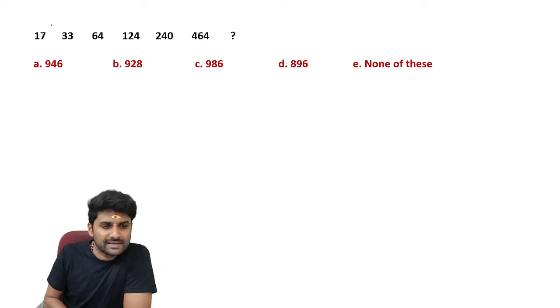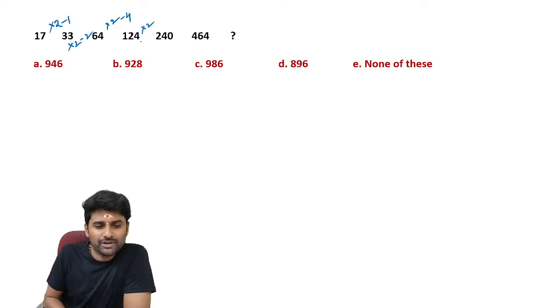Now see, 17 is multiplied with 2, 34 minus 1, 33. 33 into 2, 66 minus 2, 64. 64 into 2 is 128 minus 4, 124. 124 into 2, 248 minus 8. See, 1 doubles to 2, 2 doubles to 4, 4 doubles to 8.